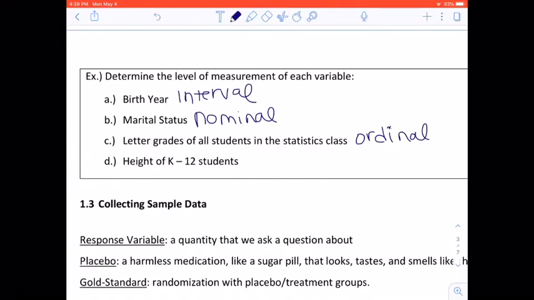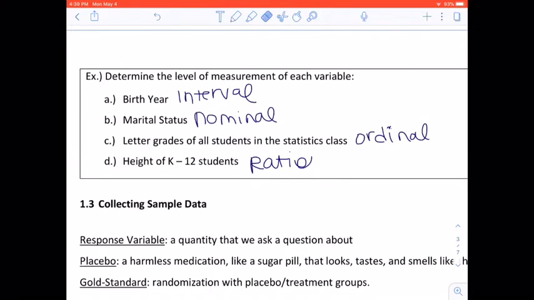Now could I divide them? So I get 6 divided by 3, I get 2. Well, what does that tell me? Does that 2 tell me anything? Yes, it tells me that the 6-foot person is twice as tall as the 3-foot person. So this would be an example of ratio.